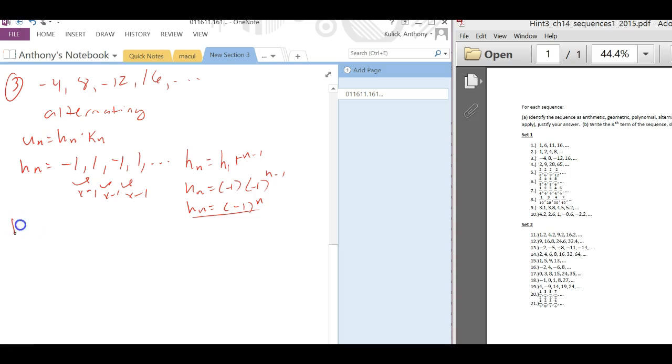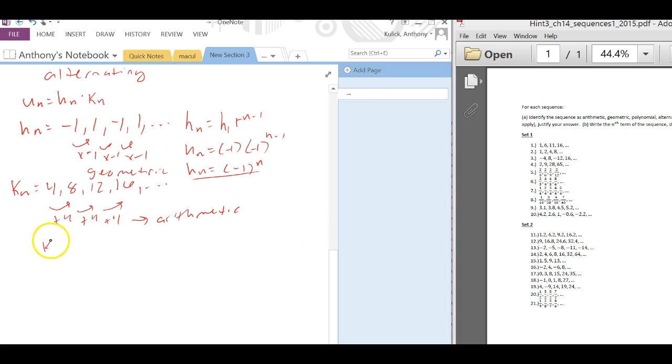My k sub n, then, is going to just be the magnitude of the terms of my sequence. So I've just dropped all the signs. Well, here it doesn't take much to notice that this is arithmetic. And I guess I should mention that this one over here was geometric. And since it's arithmetic, I can say k sub n equals n minus 1 times d plus k sub 1. So k sub n equals n minus 1 times 4 plus 4. Or if I simplify this down, it's just 4n.